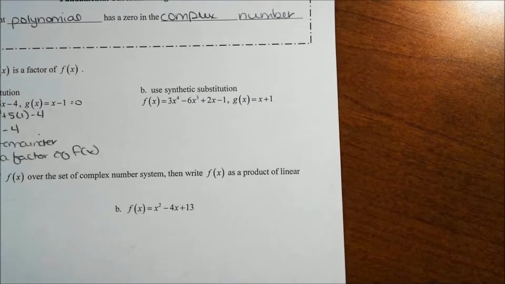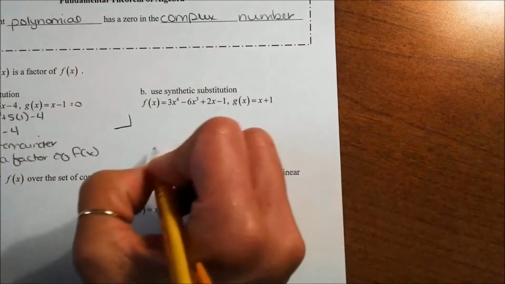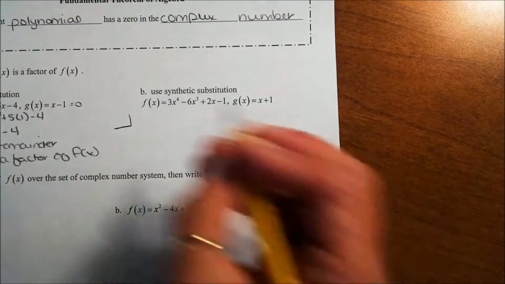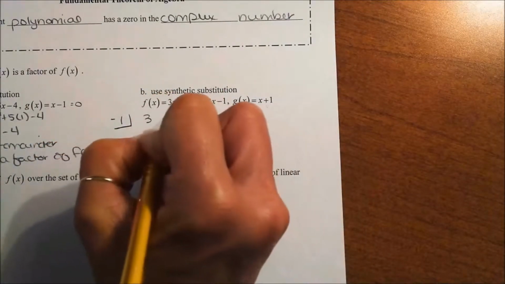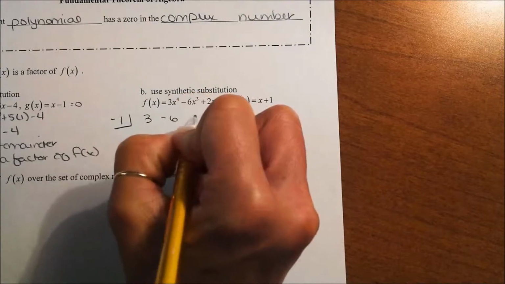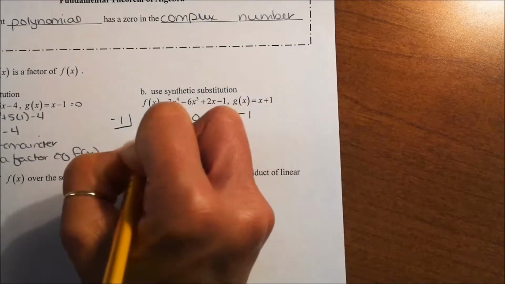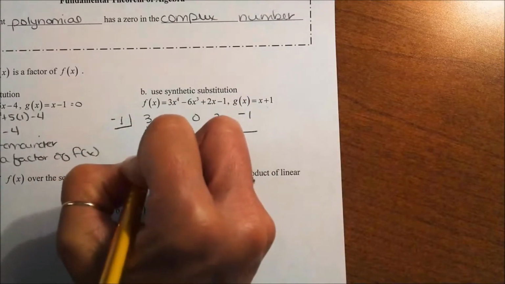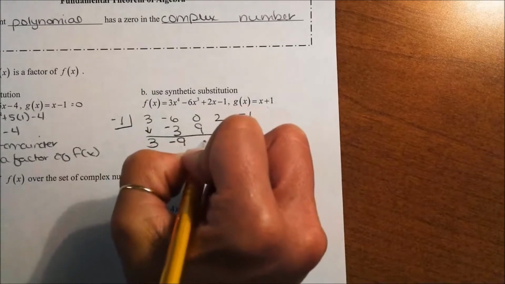When you use synthetic substitution, we've done this already, we don't care what these values under here mean. We're only looking for a remainder of 0. So we put in negative 1. We've got 3, negative 6, 0 for x squared because it's missing, 2, and negative 1. Negative 1 times 3 is negative 3. You add, you get negative 9. You add.